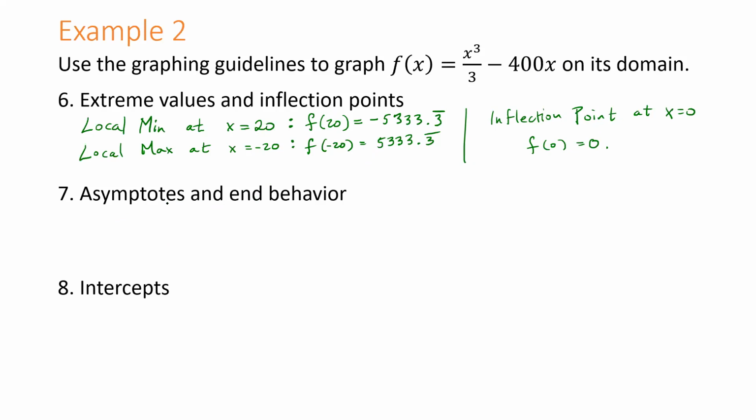Let's look at the asymptotes. Notice that there's no vertical or horizontal asymptotes, so no asymptotes to worry about. So let's just think about the end behavior. In other words, what happens as x goes to infinity or as x goes to negative infinity?